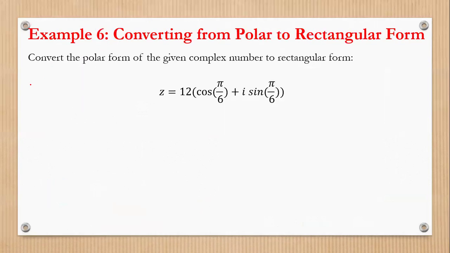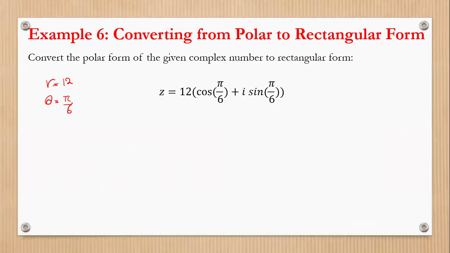So another example, this time we have a point in polar form and we want to convert it to the complex number or to rectangular form. Okay. So when we have a point in polar form, that means we have R and theta. Based on the number that I see here, the R is 12 and the theta is pi over 6.